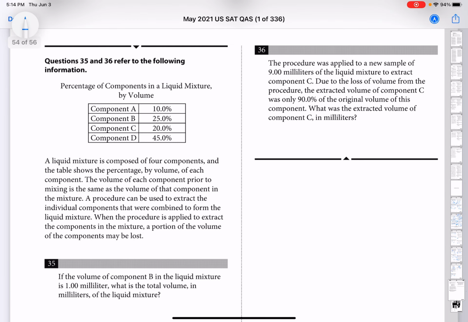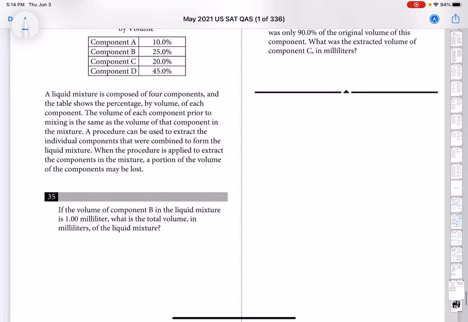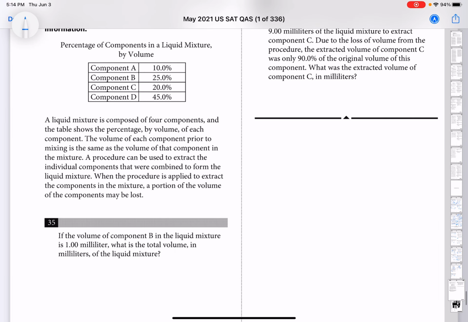All right, 35 and 36 is a two-parter. So let's take a look at number 35 first. It says, if the volume of component B in the liquid mixture is 1 millimeter, what is the total volume in millimeters of the liquid mixture? Let me just see if I'm reading this correctly. The liquid mixture is composed of 4 components. Each one shows the percentage by volume. The volume of each component prior to mixing is the same as the volume of the component. A procedure can be used to extract the liquid. When the procedure is applied to the extracted components, a portion of the volume of the component may be lost. Okay, sure. It says that the volume of component B in the liquid is 1 millimeter. What's the total volume of the liquid?